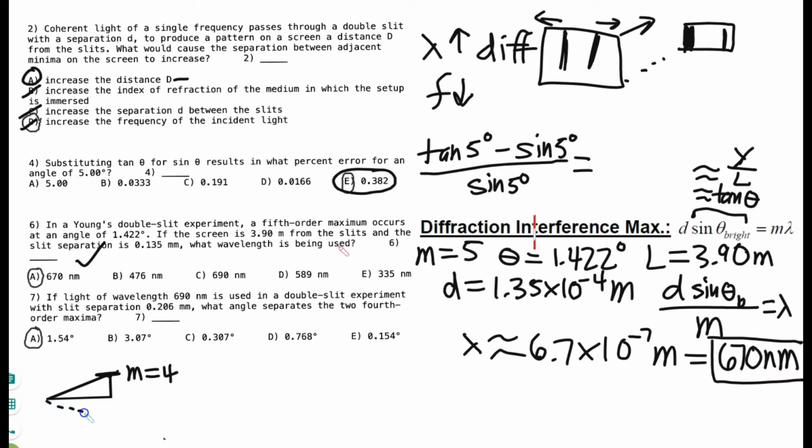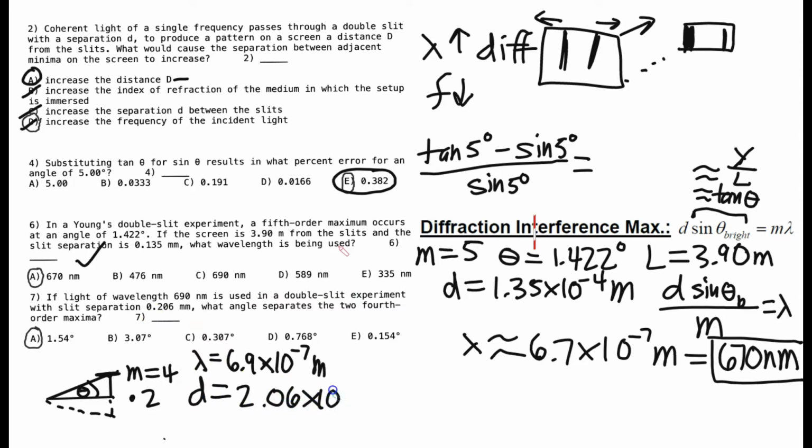Over here, there's going to be another right triangle. So we can solve for this angle, and then just double it because of symmetry. I think that's going to be the easiest way to deal with it. We know the lambda, that's 6.9 times 10 to the minus 7th meters. And we know that the slit separation, D, is 2.06 times 10 to the minus 4th meters, because that's often in millimeters. So we want the angle.